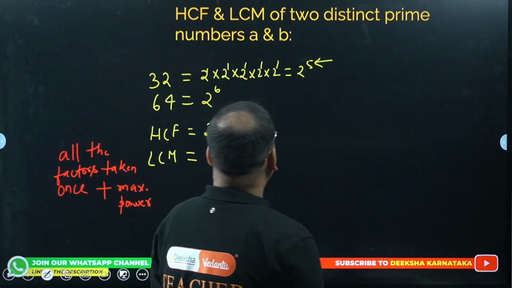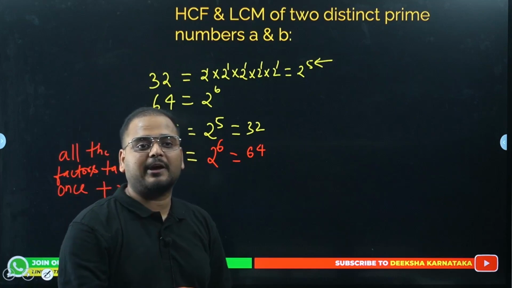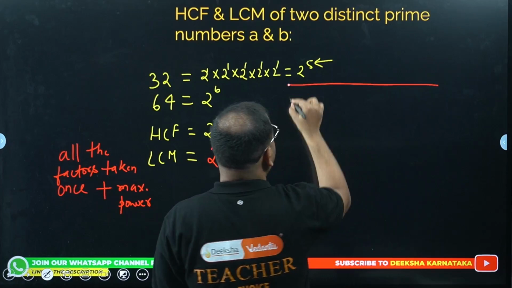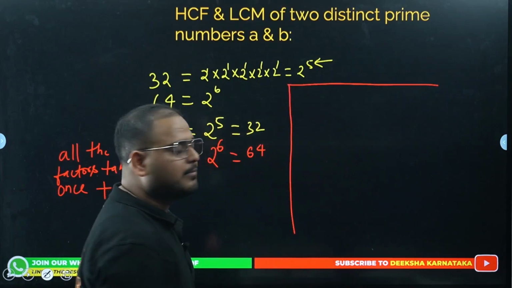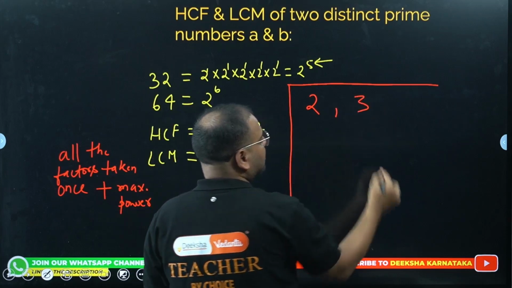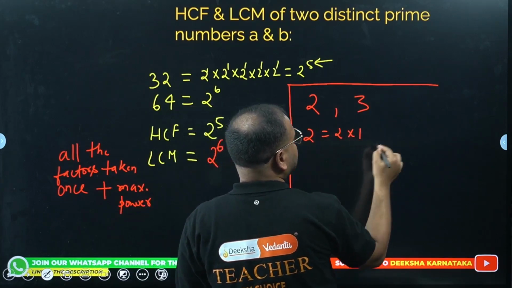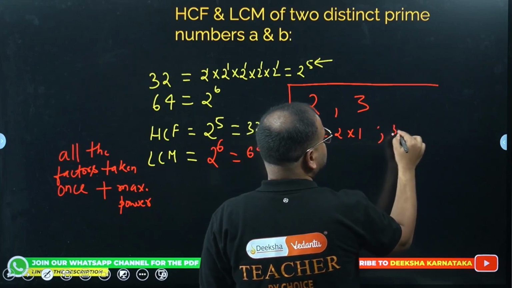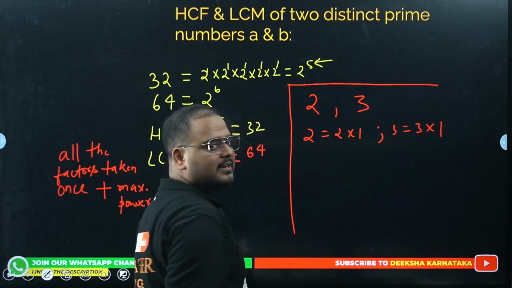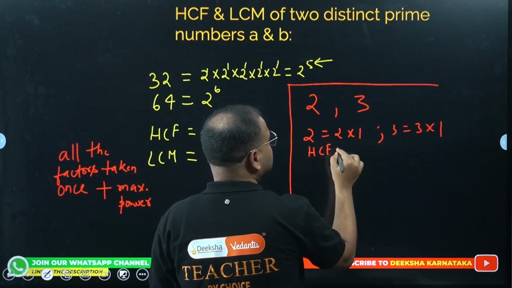Alright, so now coming back to the question, HCF and LCM of two distinct prime numbers. Take two distinct prime numbers. Can I take two distinct prime numbers? I can take, sir, 2 and 3. How will I write 2, sir? 2 will be written as 2 times 1. 3 will be written as 3 times 1. What is the common factor? Highest, sir, 1. So HCF is 1.